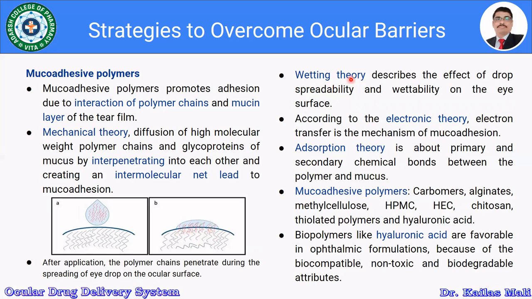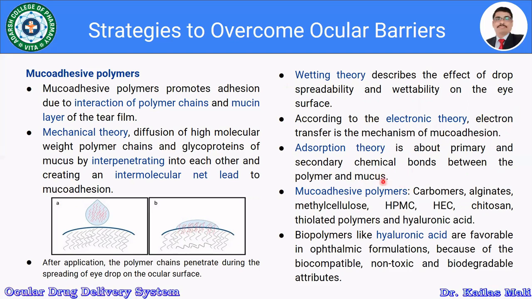In the wetting theory, which describes the effect of drop spreadability and wettability on the eye surface, the wetting phenomenon and spreadability are responsible for the mucoadhesion of the specific polymer. According to electronic theory, there is an electron transfer in the mechanism of mucoadhesion, for example, with a polymer like chitosan. Then the adsorption theory is about primary and secondary chemical bonds between the polymer and the mucus.